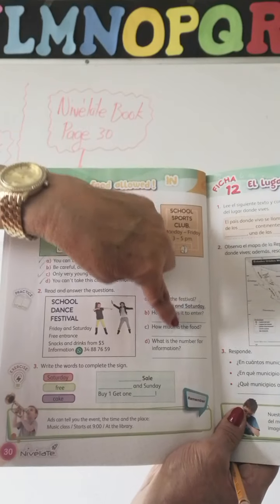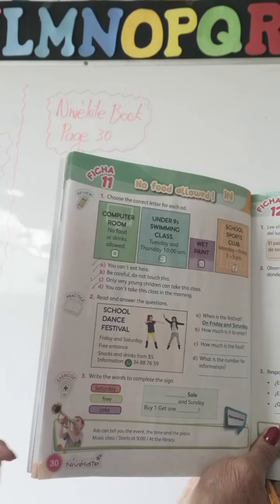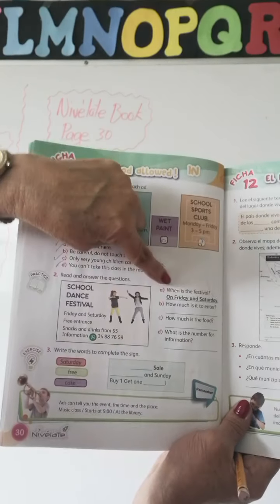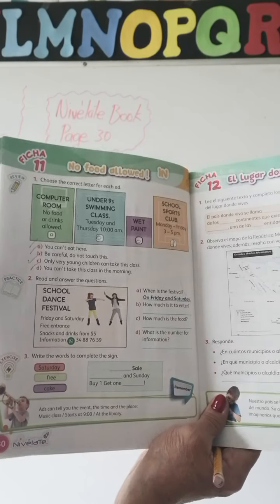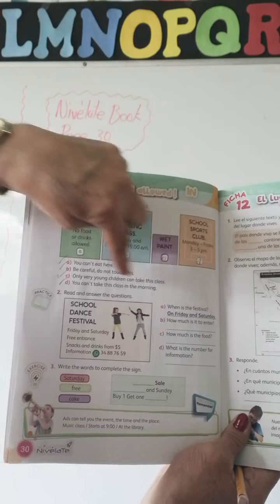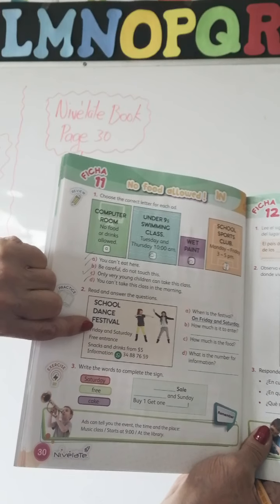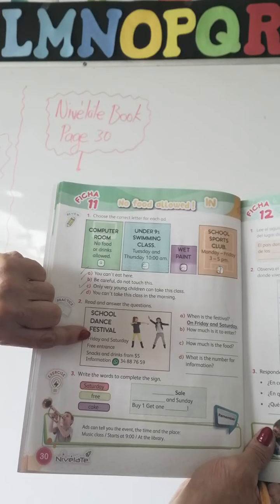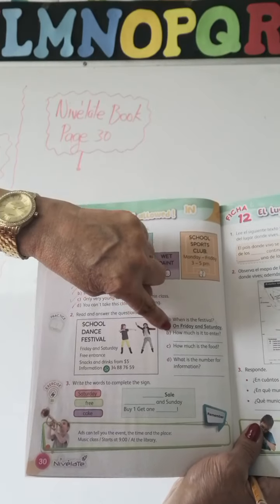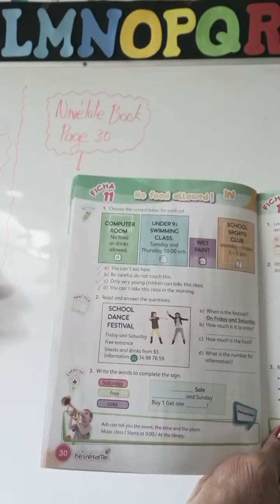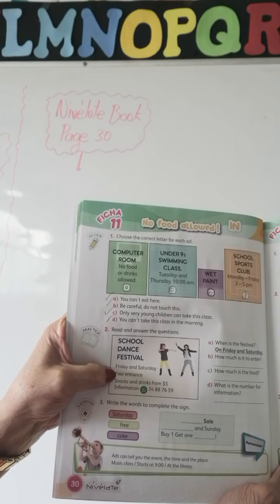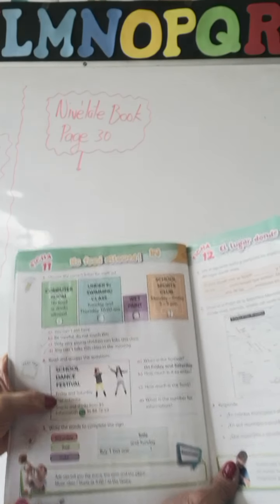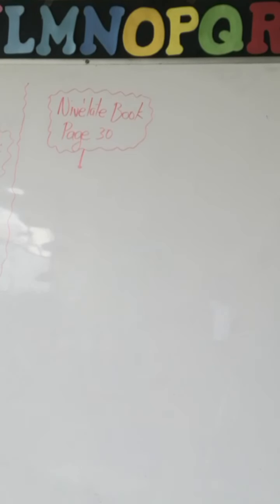You are going to answer these questions. So, number one, it's already done. When is the festival? ¿Cuándo es el festival, kids? On Friday and Saturday. Here it says, on Friday and Saturday. Letter B, how much is it to enter? How much? Look, free entrance. Okay, no money because it's weekend.